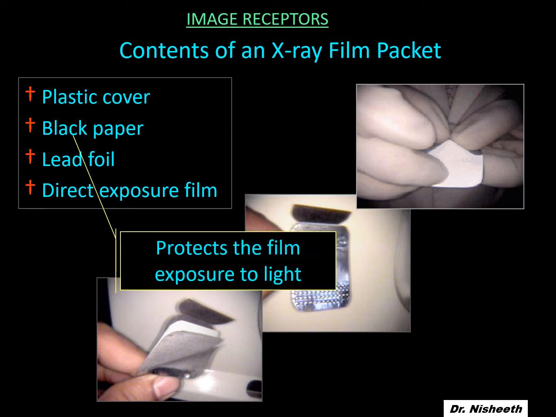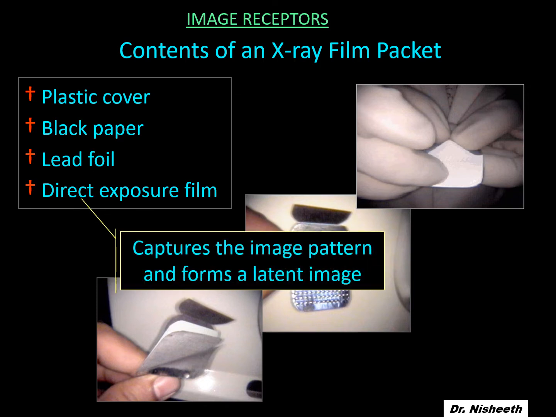What is the function of the plastic cover? It protects the film from moisture and light. It is tightly sealed, totally sealed. Water cannot enter inside it. Okay. What is the function of lead foil? Lead foil is present on the colored side, and it protects the tissues on the other side of the film from radiation. It prevents backscatter radiation from reaching the film and gives sufficient stiffness to the film packet.